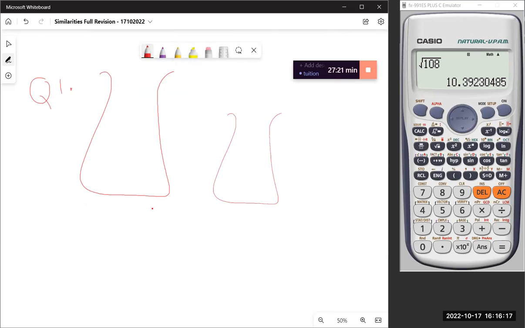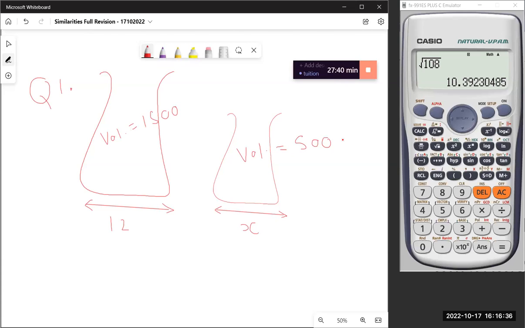Quick. Now you know the length of this, which is 12. You don't know the length of this, which is x. But you know the volume is equal to 1500, and the volume of this is equal to 500 cm cube. Find x.